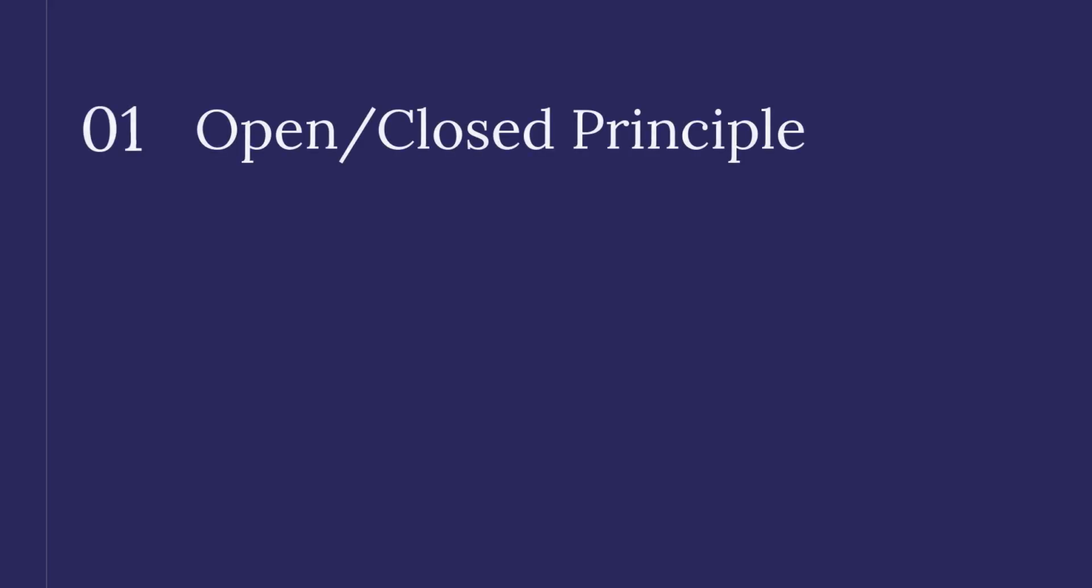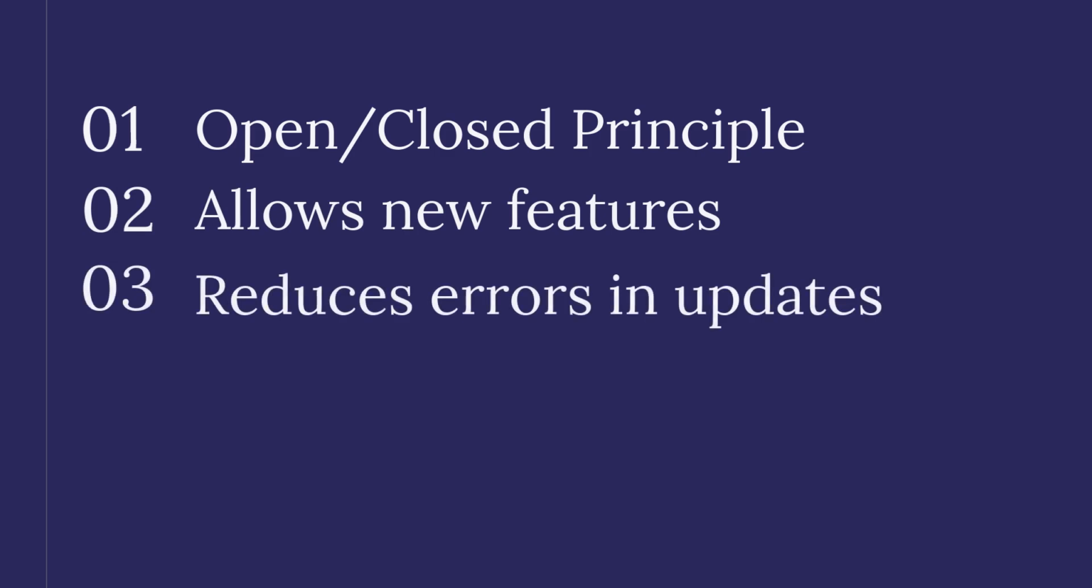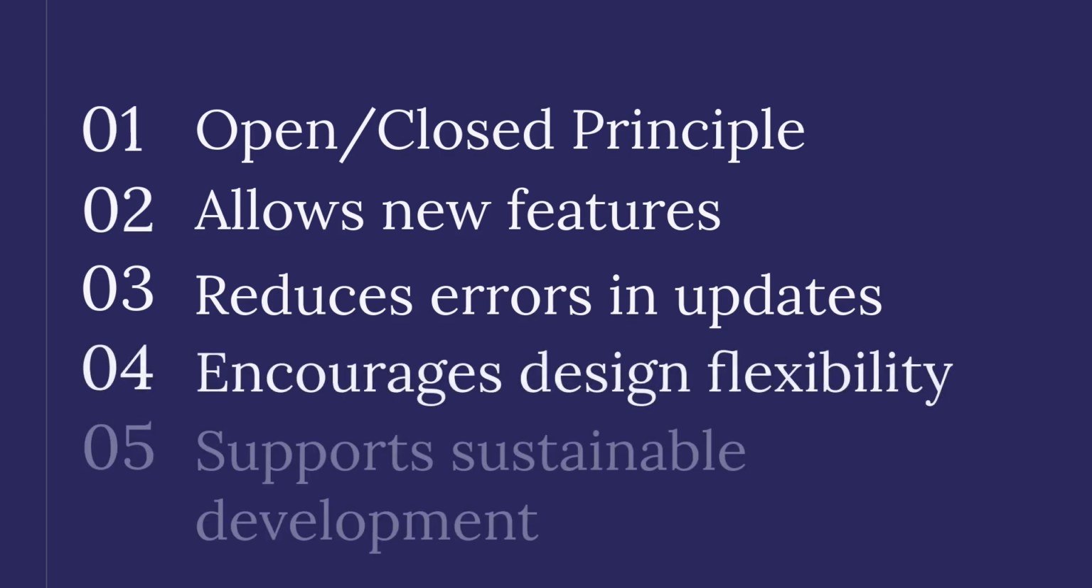The open/closed principle states software should be open for extension but closed for modification. It allows new features without altering existing code. This reduces the risk of introducing errors during updates. It encourages flexibility and robust design. This principle supports sustainable software development.